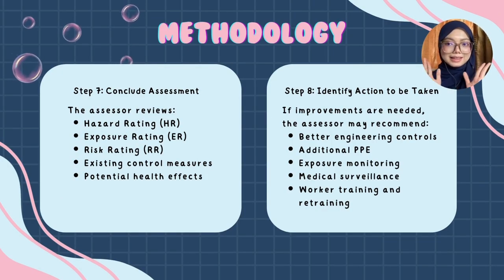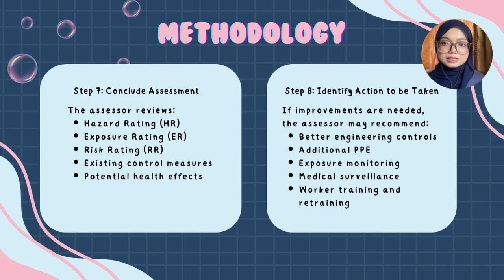Next, steps 7 and 8. In step 7, the assessor concludes the assessment by reviewing the hazard rating HR, exposure rating ER, risk rating RR, existing control measures, and potential health effects. Based on this information, the assessor decides whether the workplace is safe or whether additional improvements are needed.